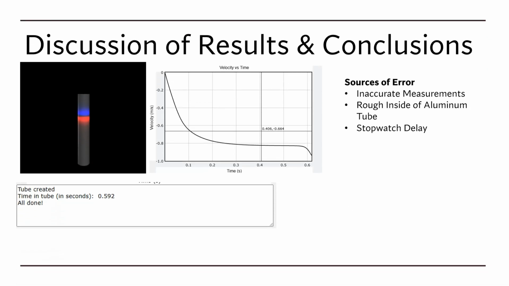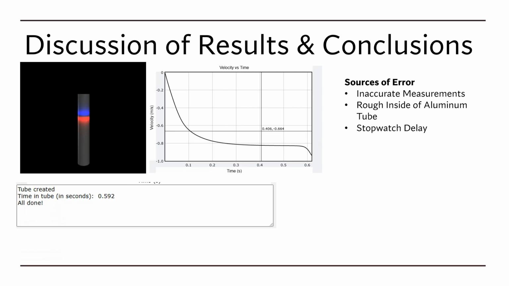Here's our results. In the top and just the left, we have the visualization of our bar magnet falling through the tube. We have a graph of velocity versus time, and then we can see that it took 0.592 seconds for the magnet to fall through.